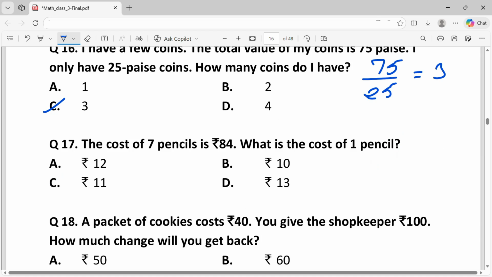3. Question 17. The cost of 7 pencils is rupees 84. What is the cost of 1 pencil? The cost of 1 pencil is the total amount upon number of pencils, which is equal to 12. That is option A.